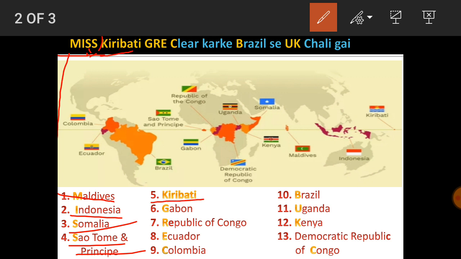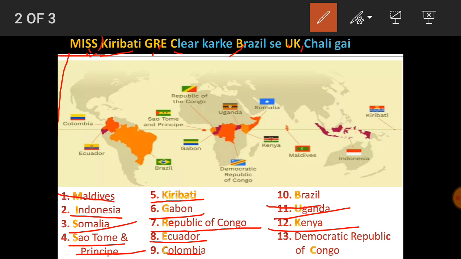From GRE, the first letter G stands for Gabon. From R, Republic of Congo. From E, Ecuador. From C, Colombia. From B, Brazil. From U, Uganda. From K, Kenya.